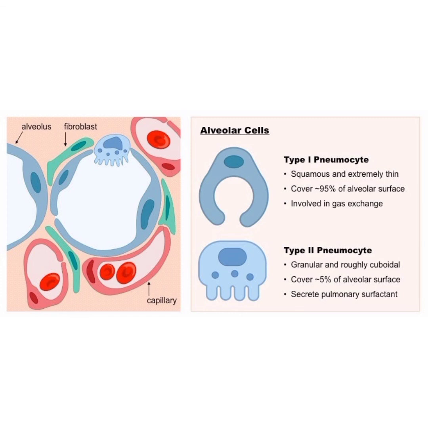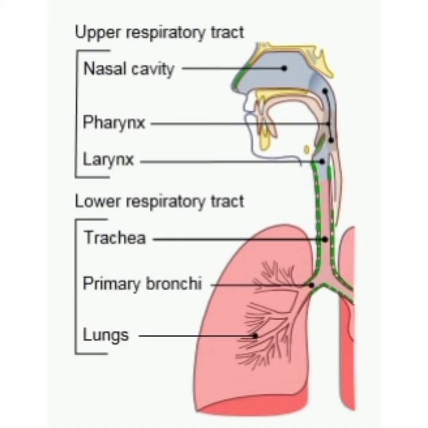So this surfactant material helps in maintaining the patency of the alveoli. Thus, the surfactant produced by type 2 pneumocytes helps in preventing the collapse of the alveoli.